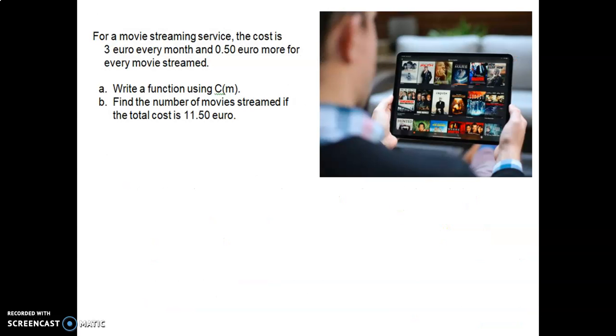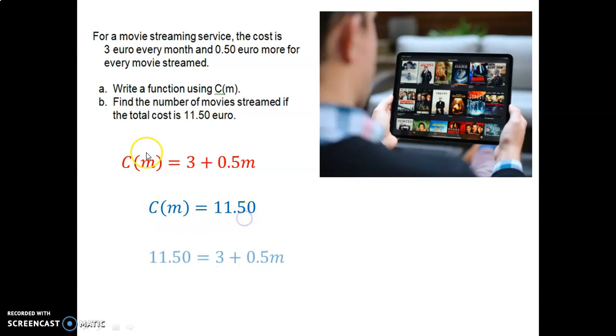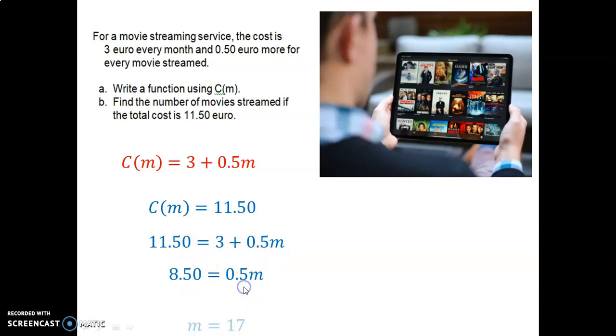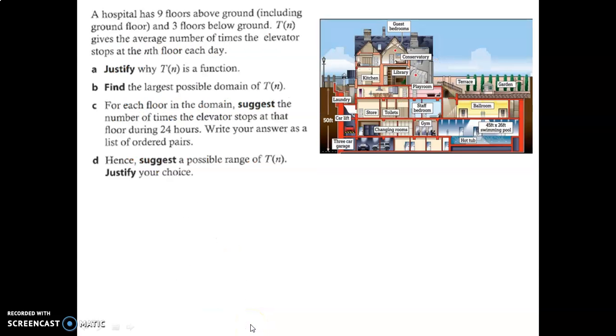Okay, try this one out. Okay, the function should look like this, and in part B, we're told the total cost is 1150. So we know this cost side of the function is going to be 1150. We're told that the cost based on movies is 1150. So we replace that C of M by 1150 here, and then we solve our equation to figure out, well, how many movies lead to that cost, and it's 17. Okay, one more. Try this one out.